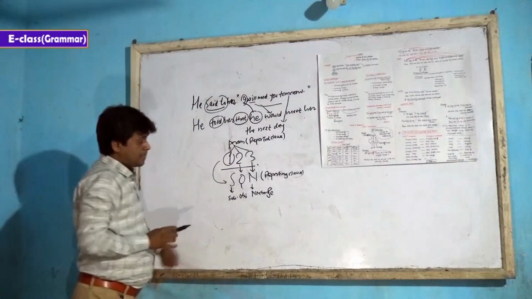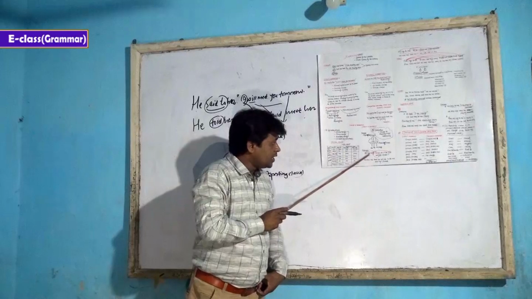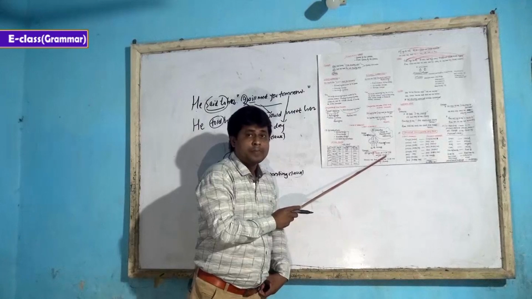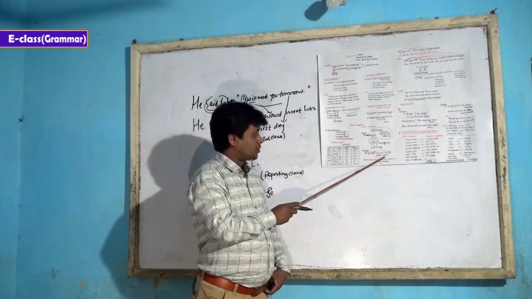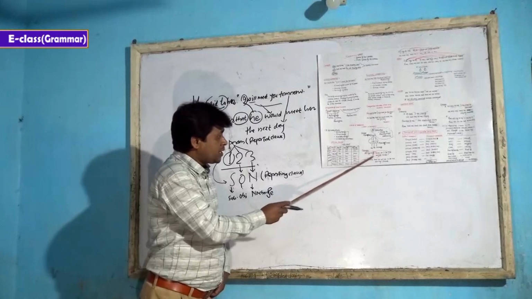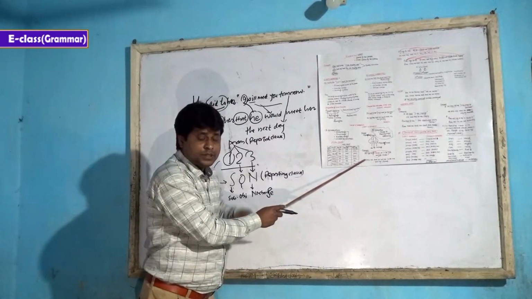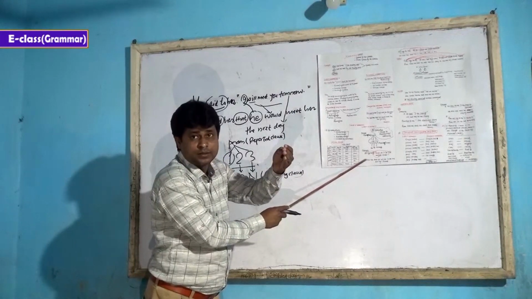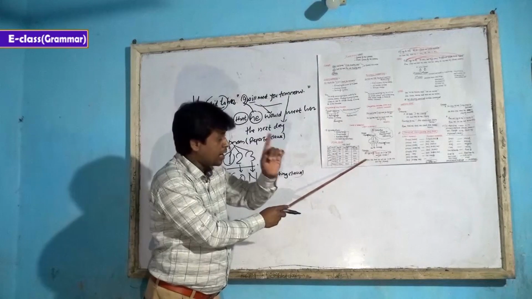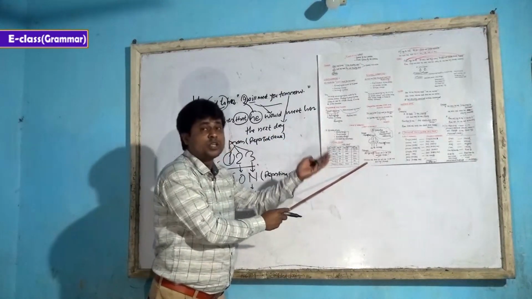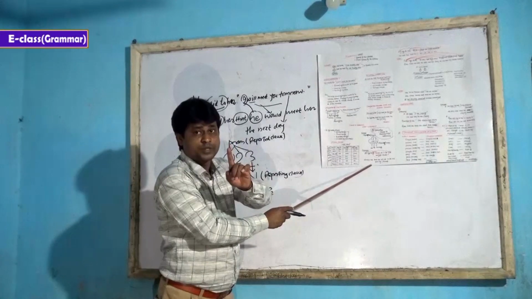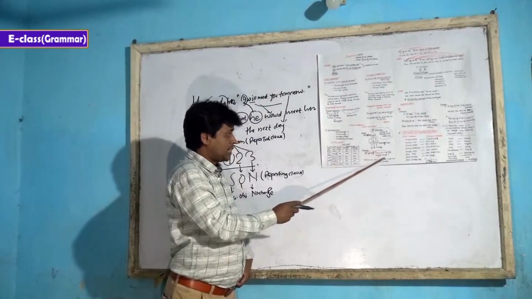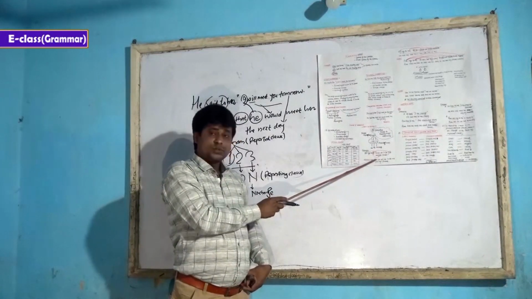I'll give you an example. He says to me, I will do it for you and your friends. My dear students, says to becomes tells. Said to becomes told, whereas says to becomes tells. Remember this. By the way, I will come and discuss it again later under special rules. Says to becomes tells, as this is an assertive sentence.